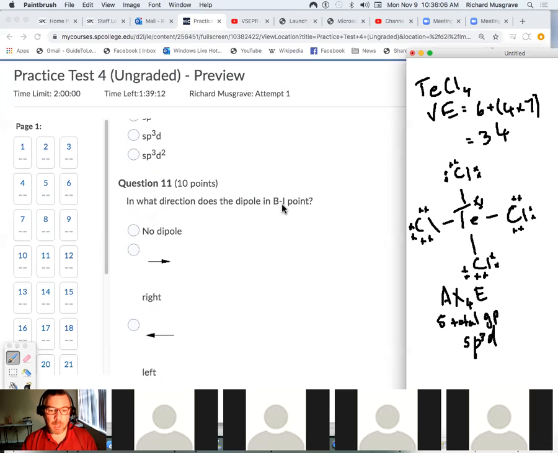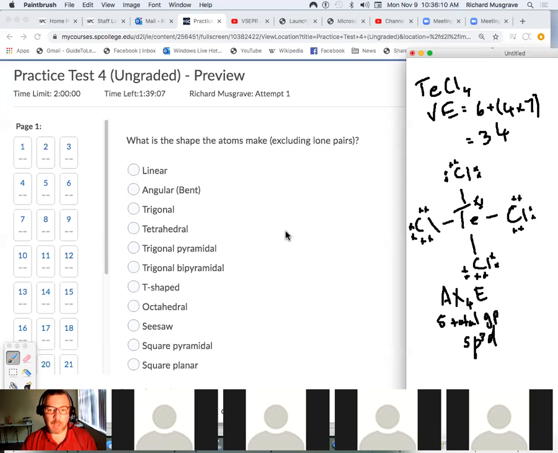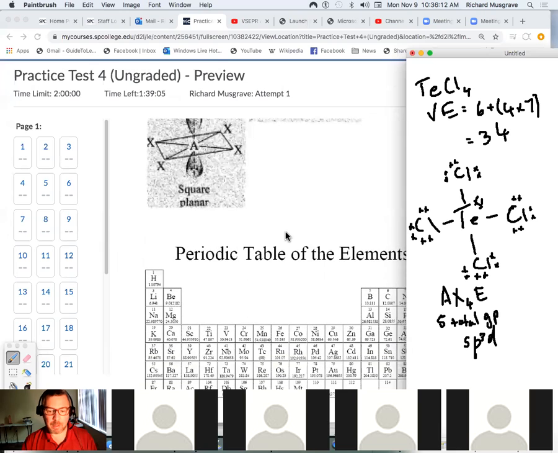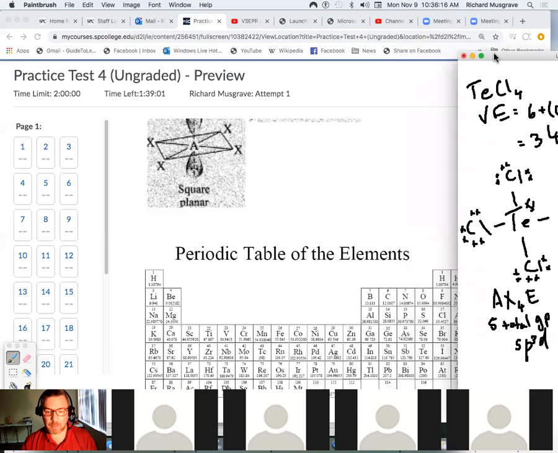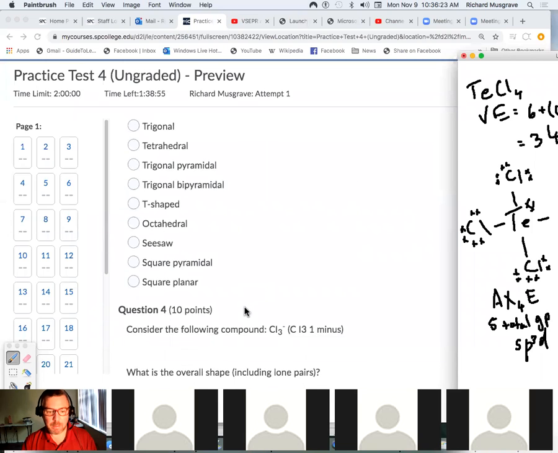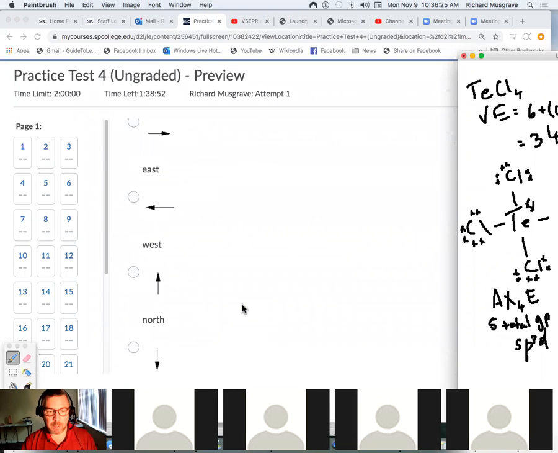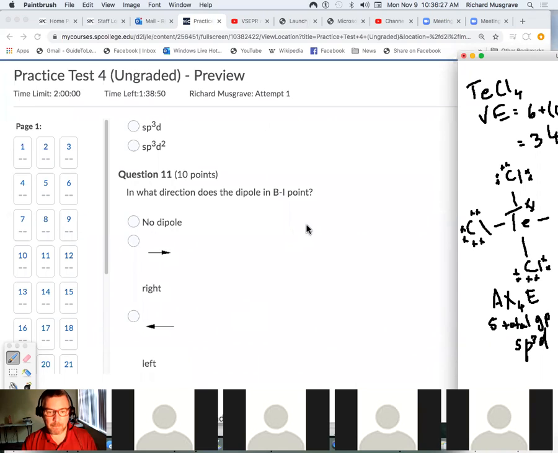So BI as the dipole, okay? So B and I, and you look at I. I is more electronegative than B, I believe. Here we go. Yeah, so I, out of B and I is more electronegative than B. So any arrow is going to point towards the I. So in BI, it's going to point to the right. So that will be your answer. Does anybody have any questions?